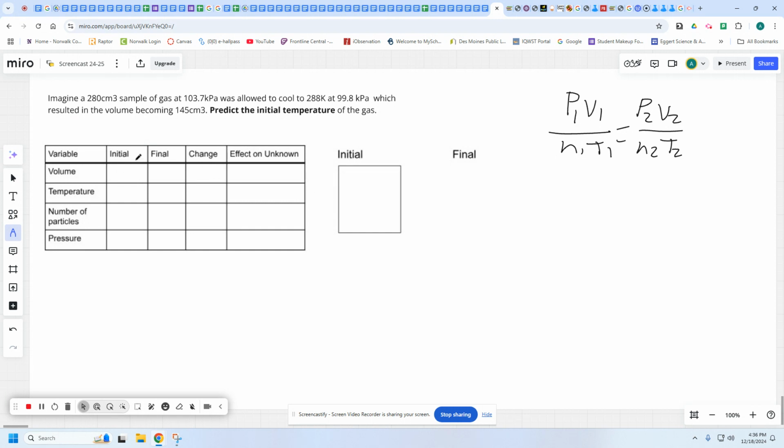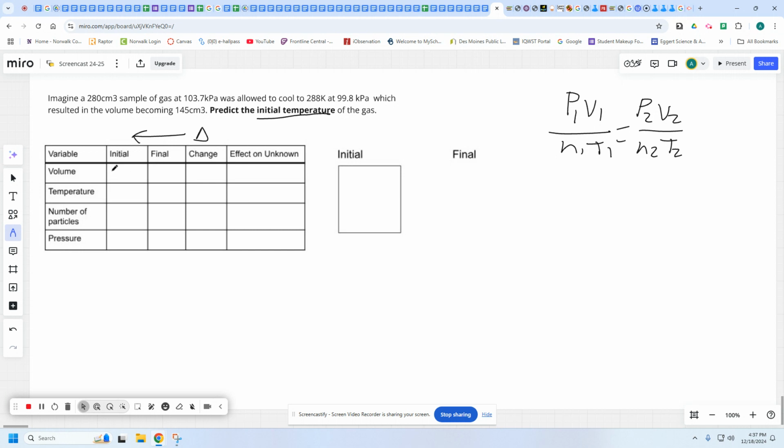But first I'm going to use my graphic organizer to plug in the information I know and then try to make sense of what changes are occurring. But I'm already noticing this is different from a lot of problems you might see in class. We're predicting an initial temperature. So we almost have to work backwards from final to initial when thinking about the change versus the way we've been predicting the final result of volume, temperature, number of particles, or pressure. So it's going to be a little bit of a reverse process here.